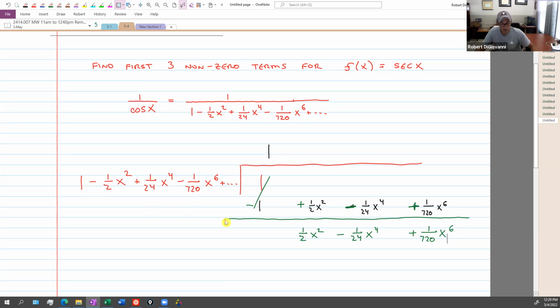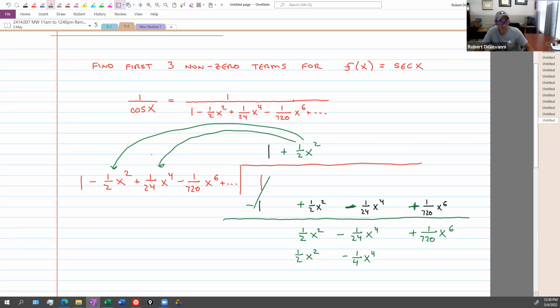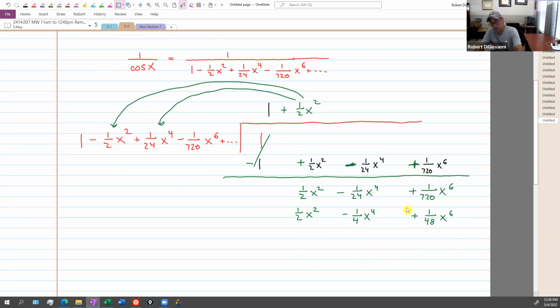You need to turn 1 now into 1/2 x squared. So I'm going to multiply by 1/2 x squared. I multiply that times 1 and I get 1/2 x squared. Be careful on the next multiplication. Here times here, what do I get? Negative 1/4 x to the 4th. I'm going to line it up right here. The next multiplication, I'm going to get positive 1 over 48 x to the 6th. I lined it up underneath the x to the 6th. That's good enough for now.